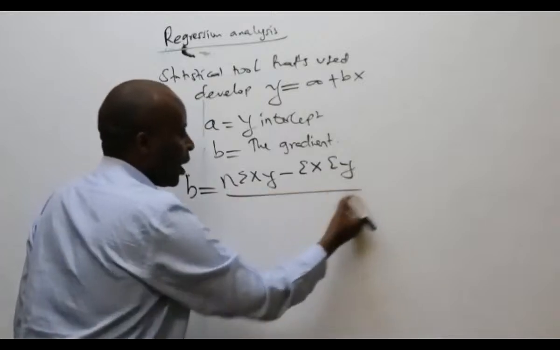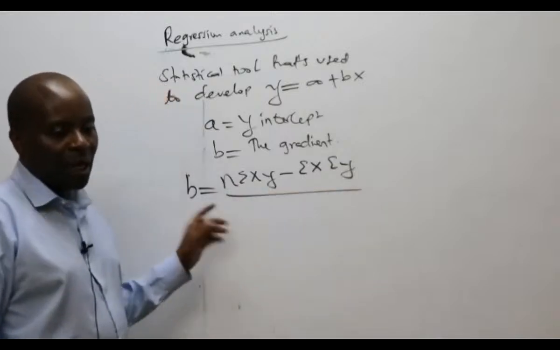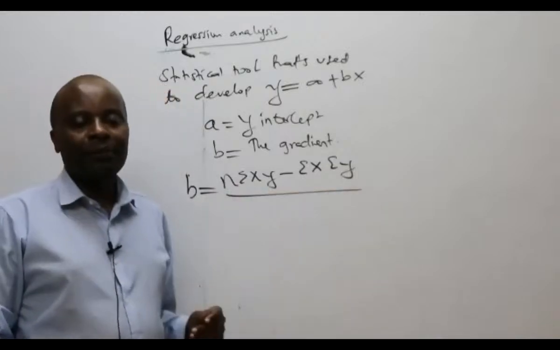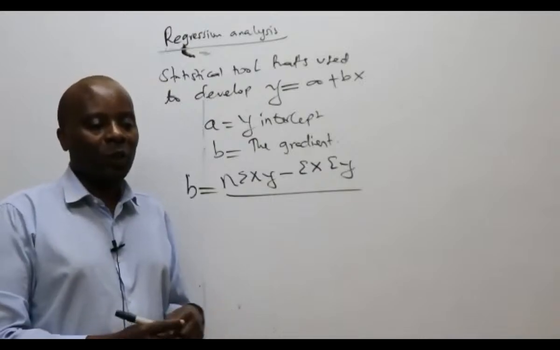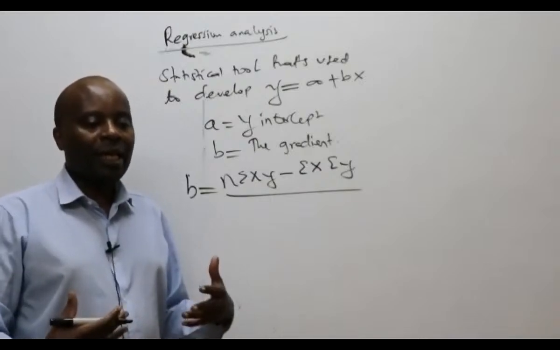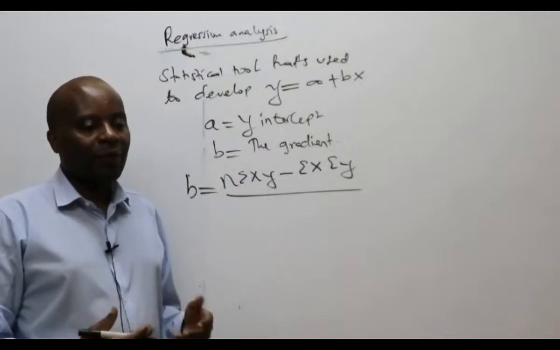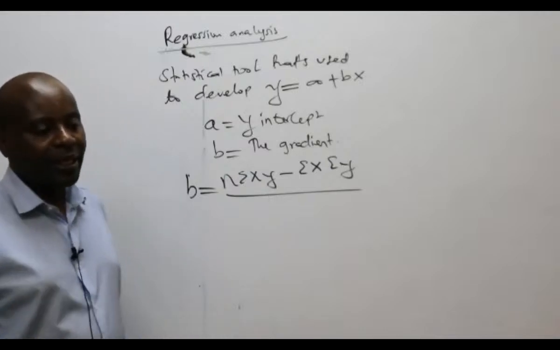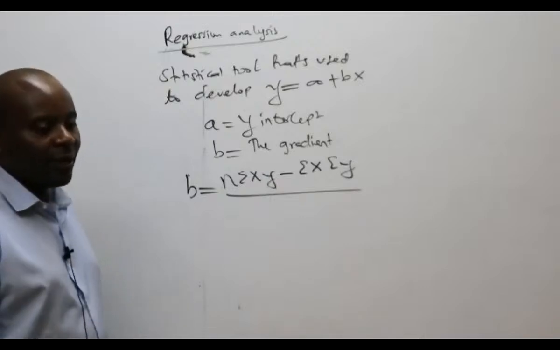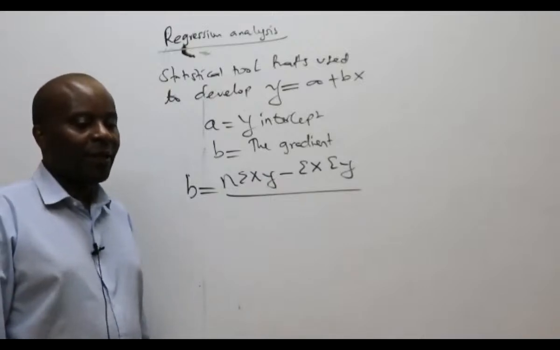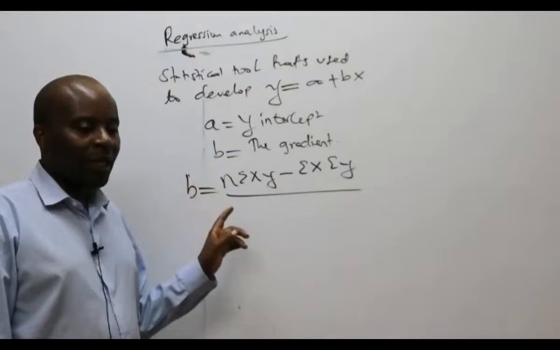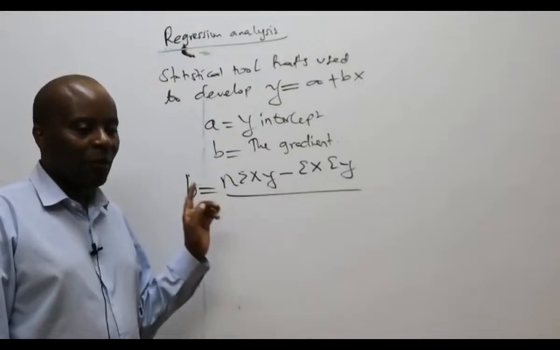All over, how about the denominator? Creativity is essential. Creativity is important. So this is the formula of getting the numerator of B.